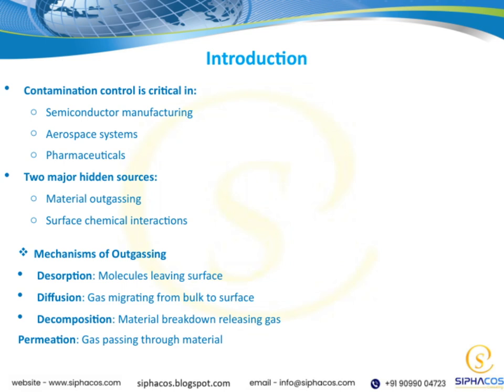Understanding these mechanisms is crucial because contamination control is vital in industries like semiconductor manufacturing, aerospace systems, and pharmaceuticals. Two major hidden sources of contamination are material outgassing and surface chemical interactions. Recognizing how gases escape or interact helps us develop better control strategies, ensuring the integrity and performance of sensitive systems. This knowledge ties directly into our overall goal of maintaining a contaminant-free environment.